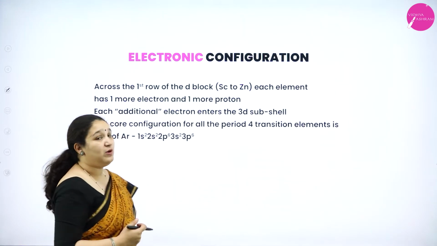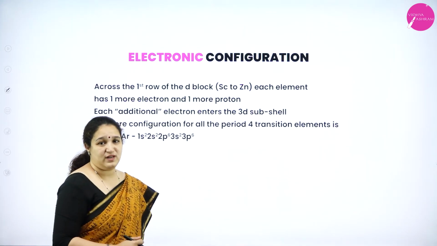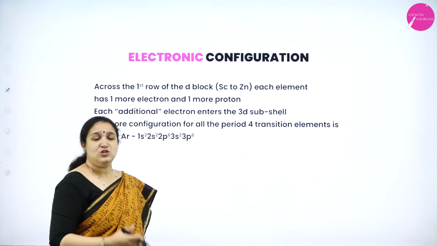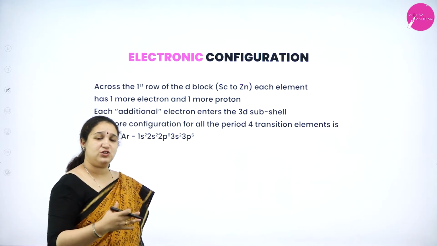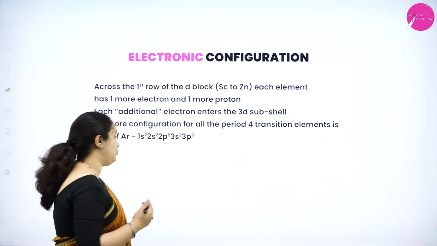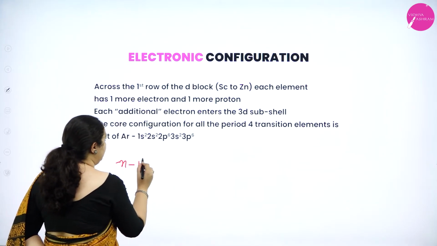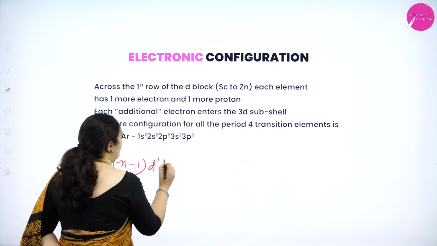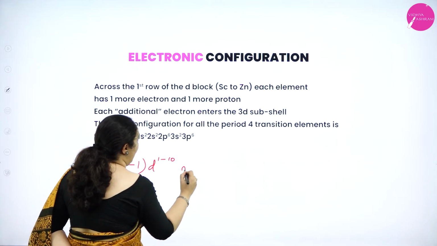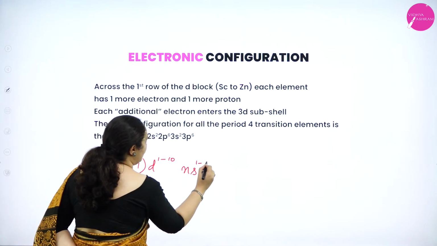Next is about the electronic configuration. So the general electronic configuration for all the series, if I have to tell, is (n-1)d1 to 10 ns1 to 2.